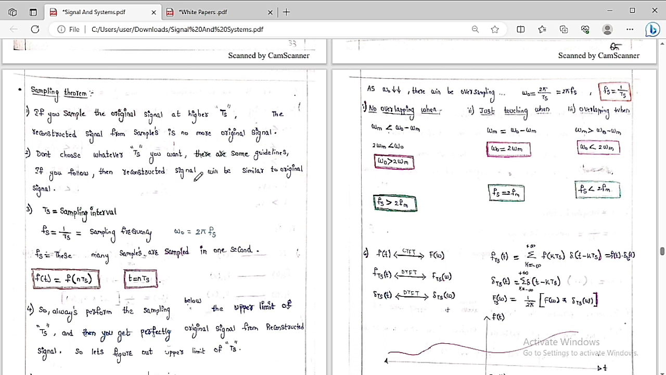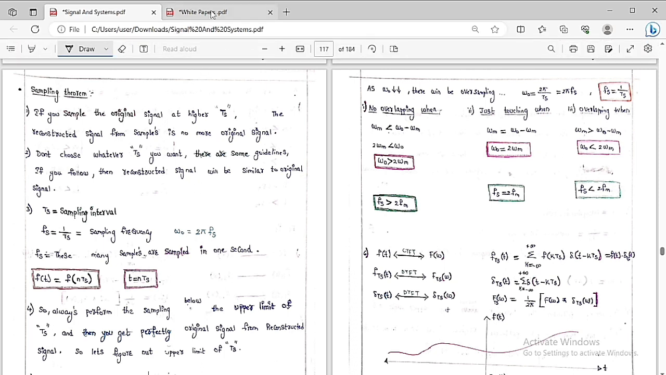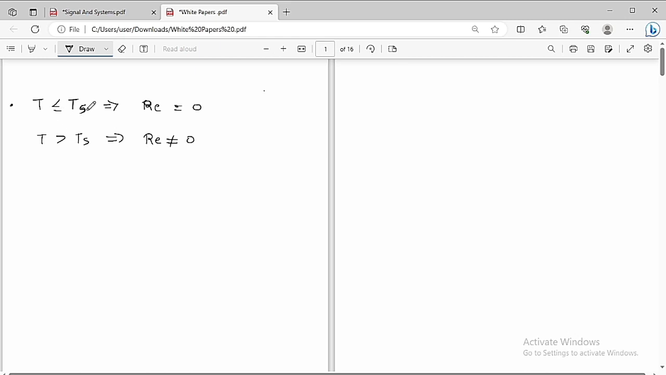So don't choose whatever Ts you want. There are some guidelines. If you follow, then the reconstructed signal will be similar to the original signal. So in simple words, I can say only one important point: there are conditions while choosing the sampling time period, the sampling frequency.